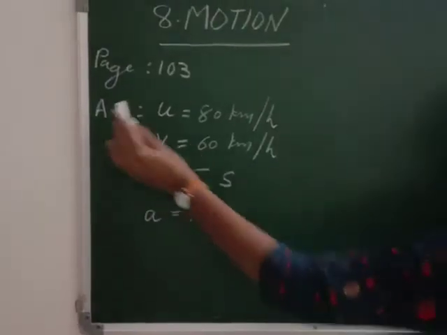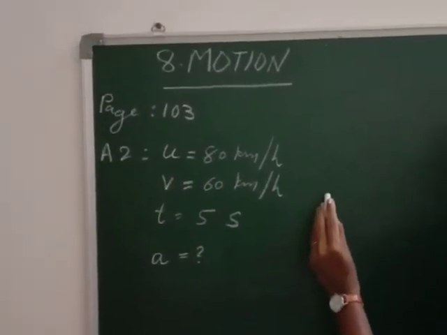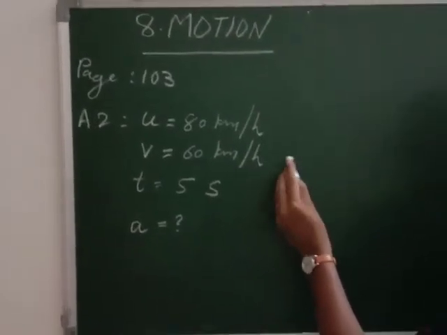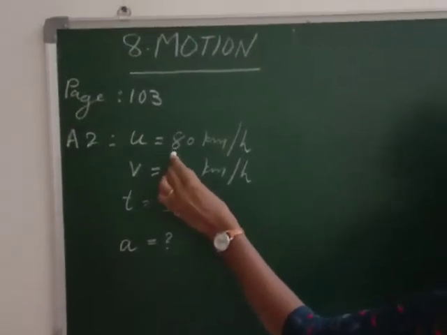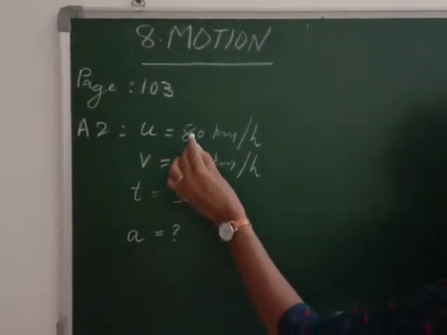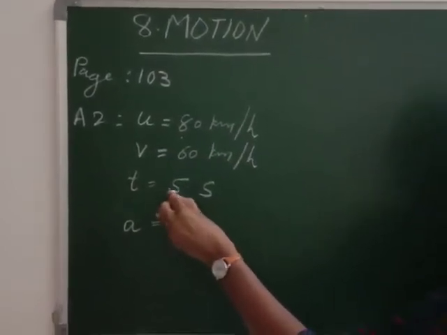Question number 2. In this question, a bus decreases its speed from 80 kilometer per hour to 60 kilometer per hour. That means its initial velocity is 80 and the final velocity is 60. That means the speed is decreased. And the time is 5 seconds. What is the time? Seconds.